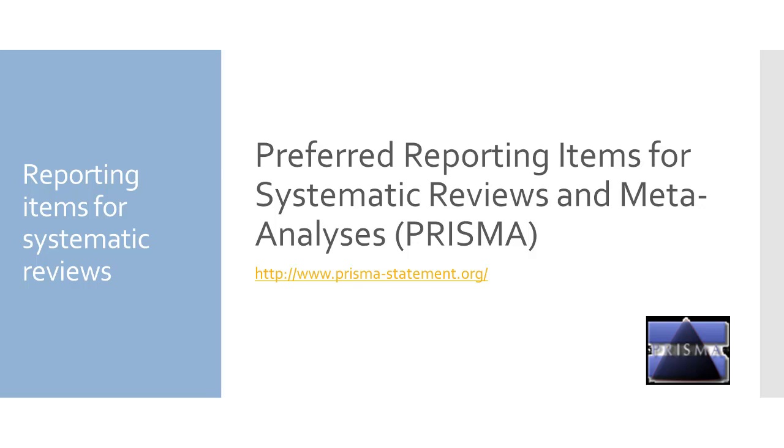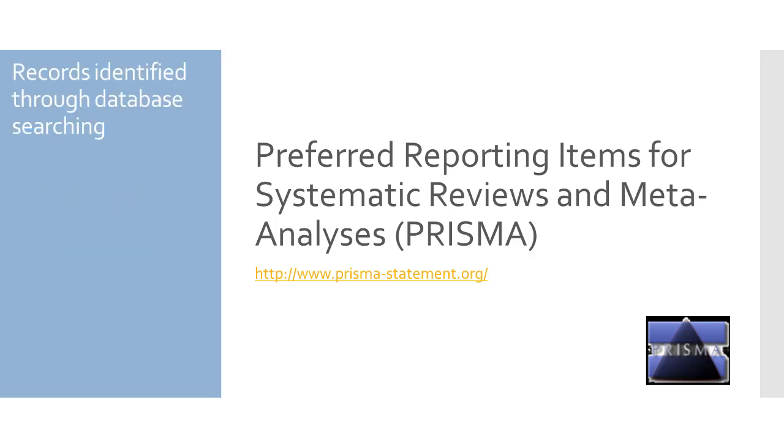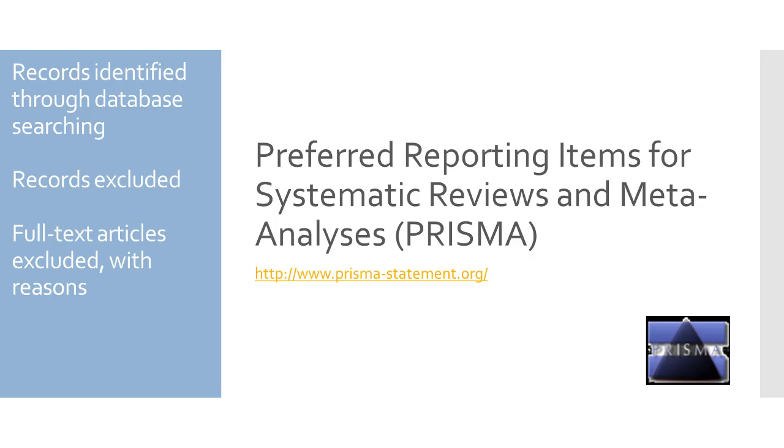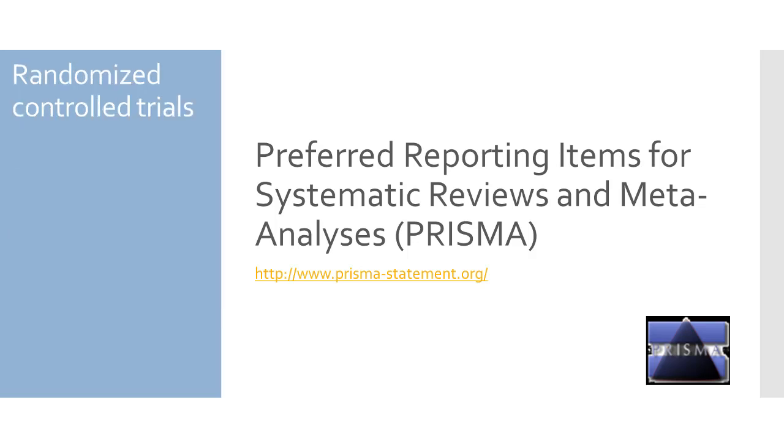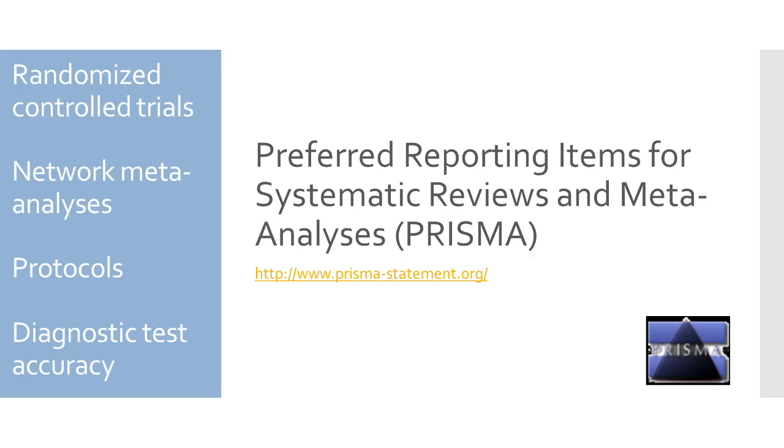There's also a PRISMA flow diagram that depicts the flow of information, such as number of records identified through database searching, number of records excluded during the title and abstract screen, number of records excluded during the full text screen, along with reasons for exclusion, and final number of studies included in the synthesis. PRISMA originally focused on systematic reviews of randomized controlled trials, but has since developed extensions for different types of reviews, such as network meta-analyses, protocols, and diagnostic test accuracy.